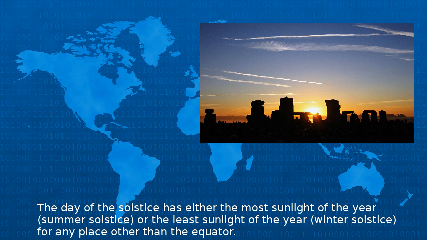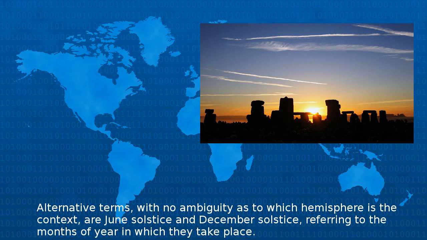The day of the solstice has either the most sunlight of the year, summer solstice, or the least sunlight of the year, winter solstice, for any place other than the equator. Alternative terms, with no ambiguity as to which hemisphere is the context, are June solstice and December solstice, referring to the months of year in which they take place.